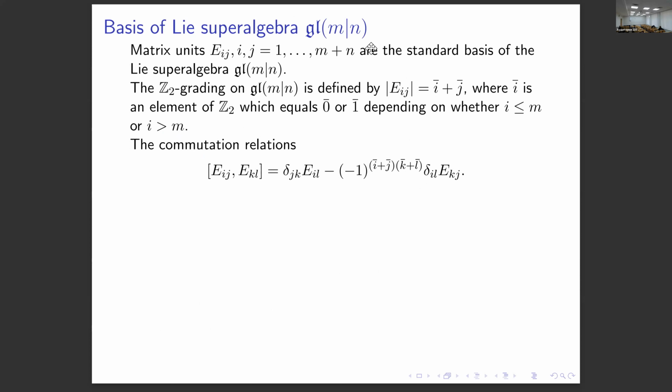And for GL(m|n), the matrix units E_ij, with i, j from 1 to m plus n, are the standard basis for the Lie superalgebra GL(m|n). And the Z2 degree is given by the E_ij.